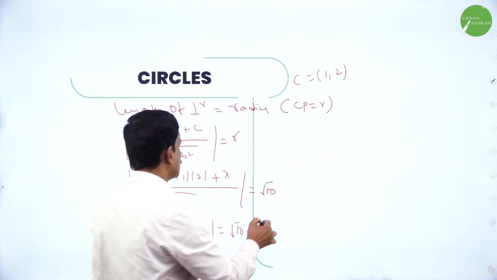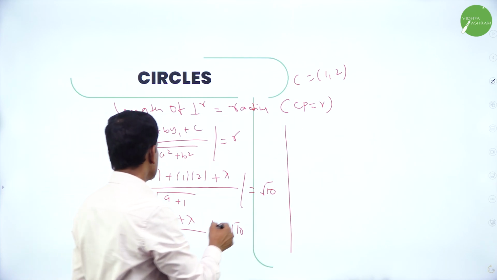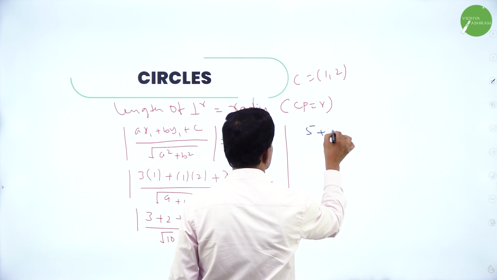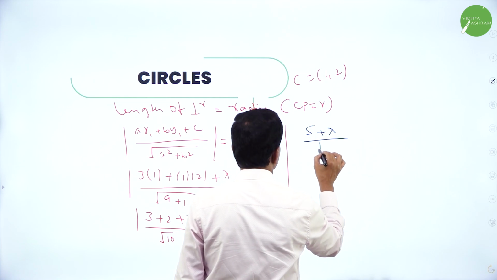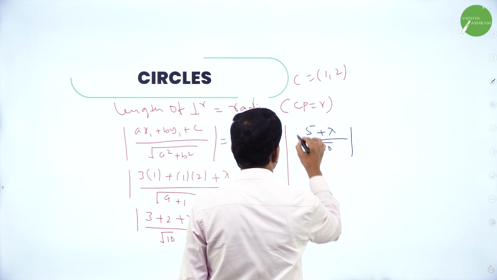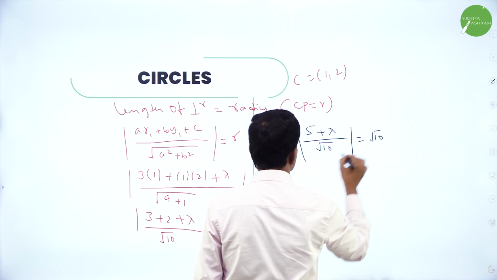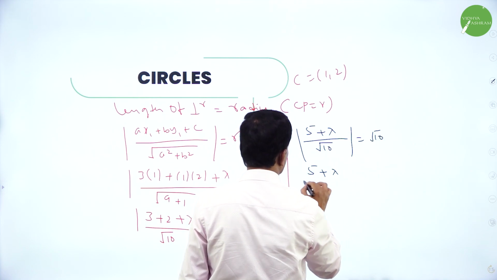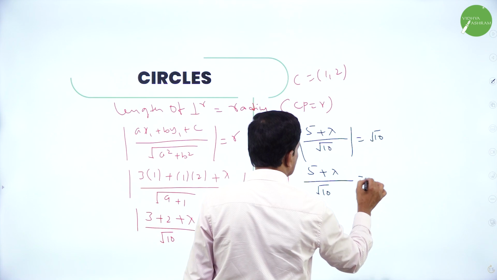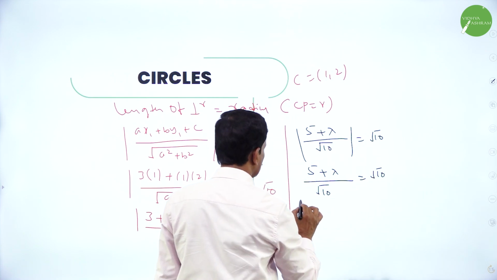Simplify this. So, this can be written as modulus of 5 plus lambda divided by root 10, under mod, is equal to root 10. So, 5 plus lambda divided by root 10 is equal to root 10, cross multiplied.